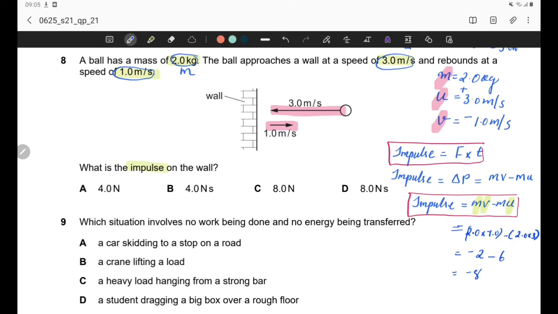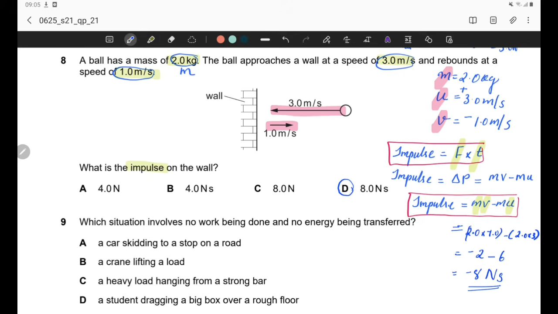And as it is impulse, look at the equation of impulse. Impulse is force times time. So the unit of force times unit of time, that is the unit of force is Newton times the unit of time is second. So the unit of impulse is Newton second. So our answer is 8 Newton second. We don't have to put the negative sign, as the negative sign here we are using simply to indicate the direction. So the final answer is simply 8 Newton second. Therefore the correct answer is option D.